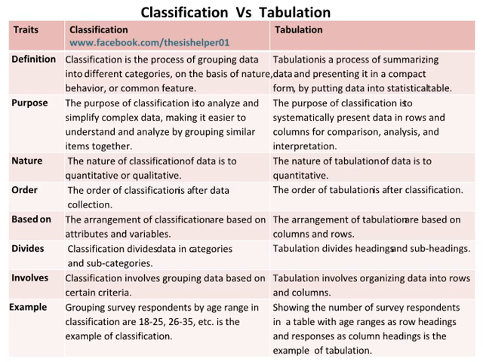Grouping survey respondents by age range in classification, such as 18 to 25, 26 to 35, etc., is the example of classification. Whereas, showing the number of survey respondents in a table with age ranges as row headings and responses as column headings is the example of tabulation.